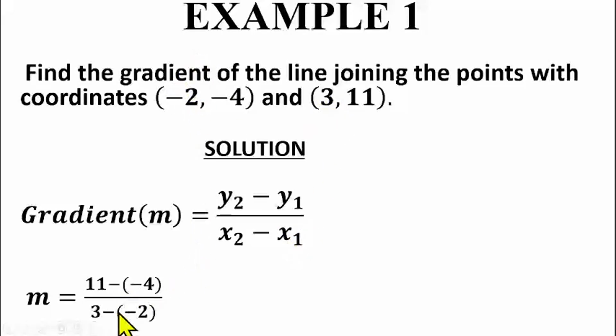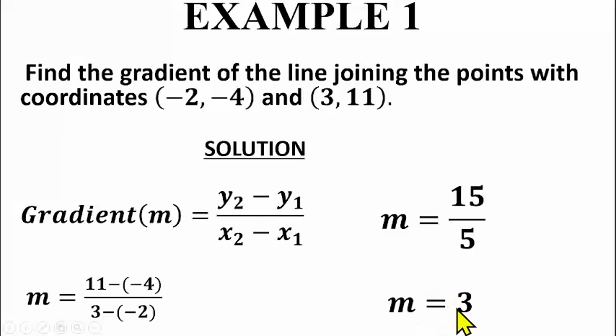You have 3 minus open bracket minus 2. So minus times minus will give us plus. So we'll be having 11 plus 4. Then minus times minus here will also give us plus. You have 3 plus 2. So that should give us 15 over 5. So the gradient will be equal to 3. So the gradient of the straight line that passes through this point and this point will give us 3.